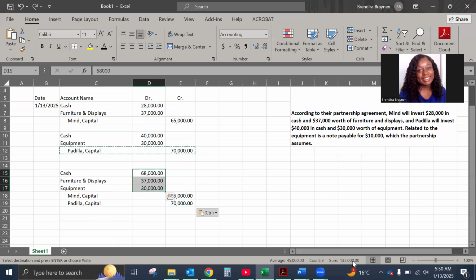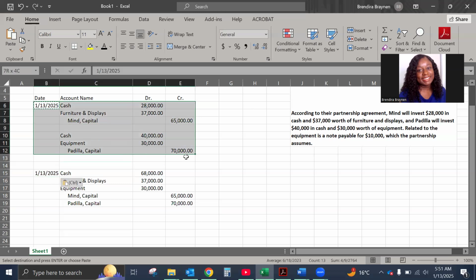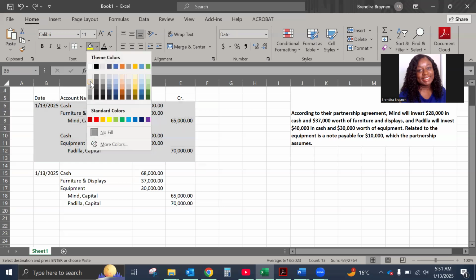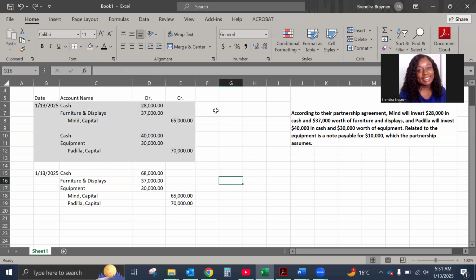If I've done it right, my total debits is 135,000. My total credits is 135,000. So these essentially are the same thing. You don't need both of them, but I'm just showing it to you as an advanced understanding of accounting. This is one way to do your entry.